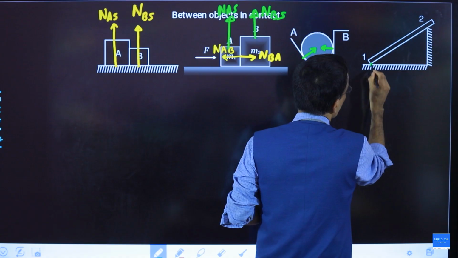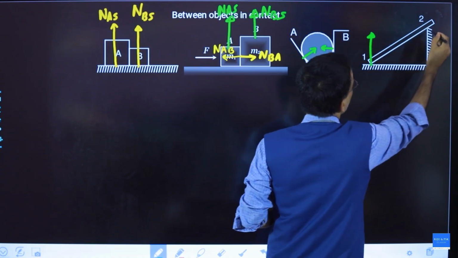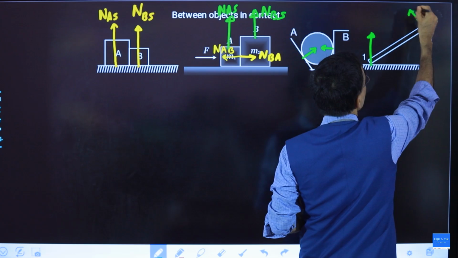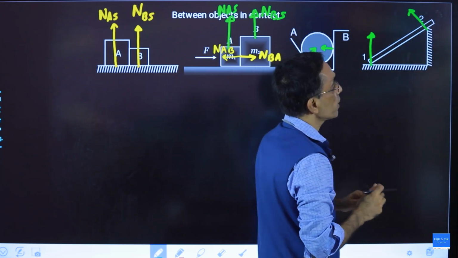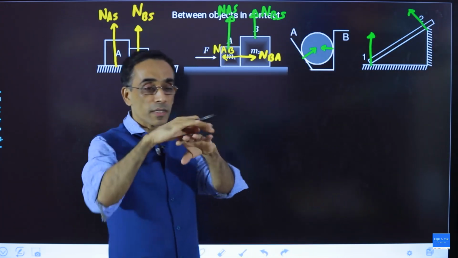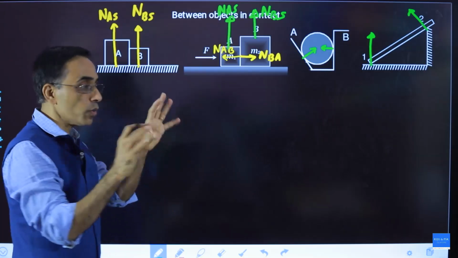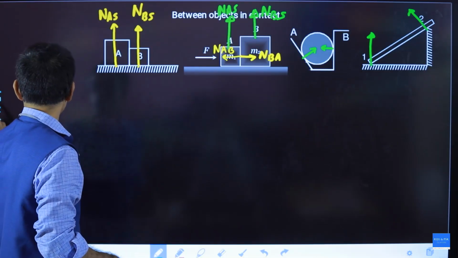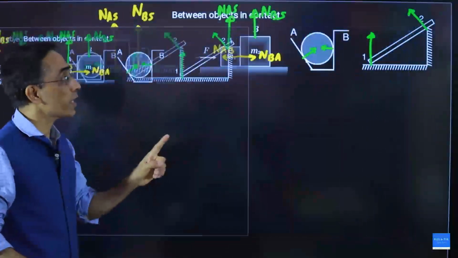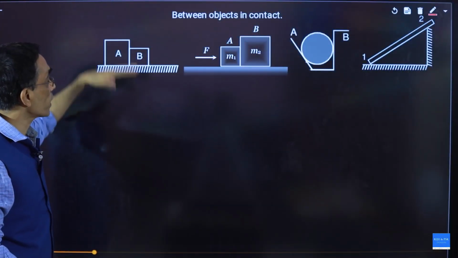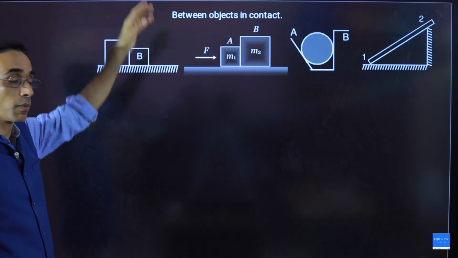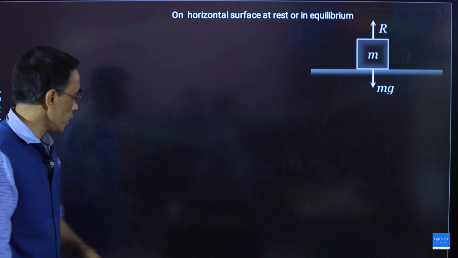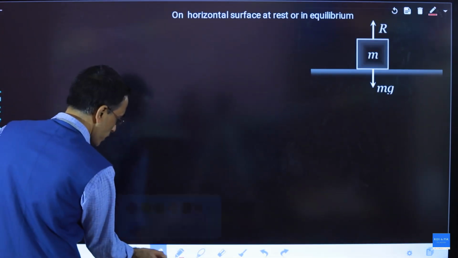Here, at the point of contact, there will be a normal force acting, and it depends on the nature of the body, it will be perpendicular like this, most likely. It depends on the surface. So, wherever two bodies touch, there is a possibility of a normal reaction. And we are not worried about the normal force on the floor, we are worried about the normal force on the body. Most useful situation is this.